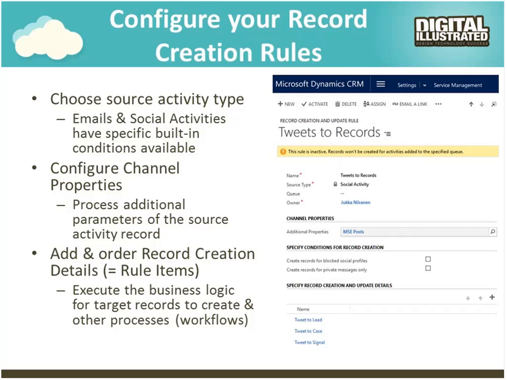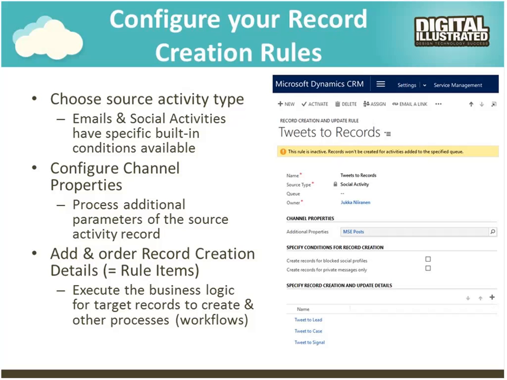And the final part there is the record creation details, so actually the rule items. On the bottom we see the tweet to lead, tweet to case, and tweet to signal. Those are the rules that will be evaluated against all the matching activities that come in via this channel, and it will apply those rules and execute the first action that meets the criteria.